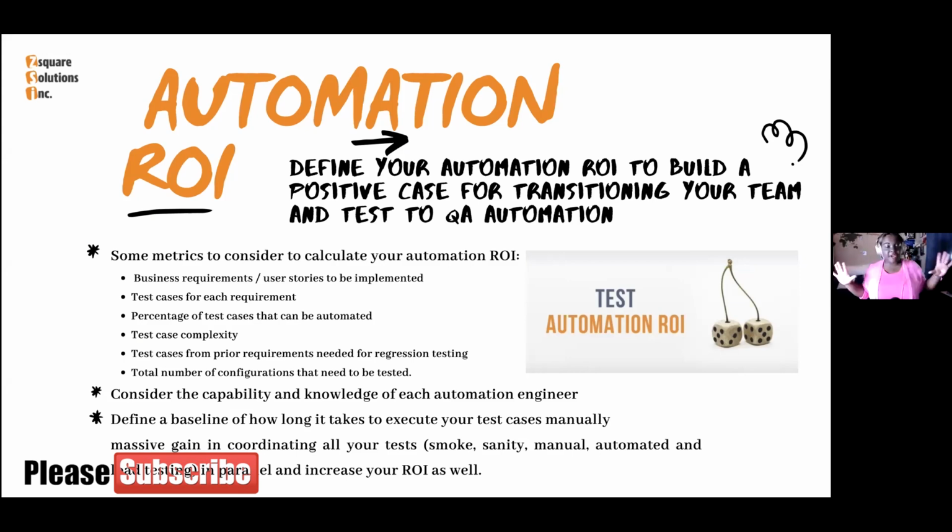So define some metrics to consider for your ROI. It could be the number of user stories that get implemented. It could be the test cases for each requirement, the percentage of test cases that need to be automated, or consider the test case complexity, because not all test cases are the same.